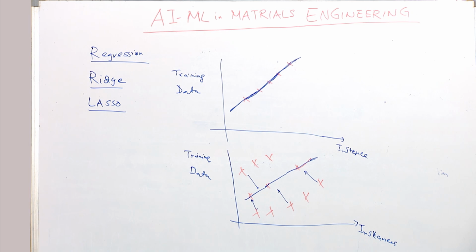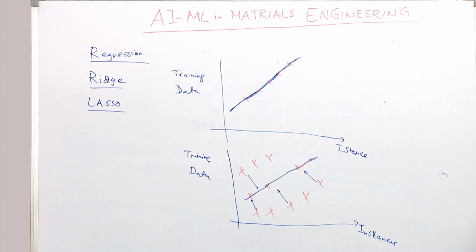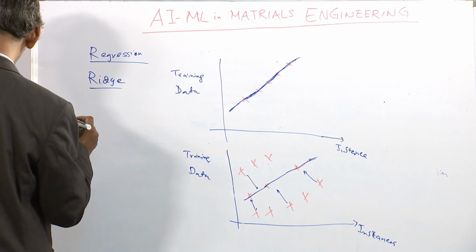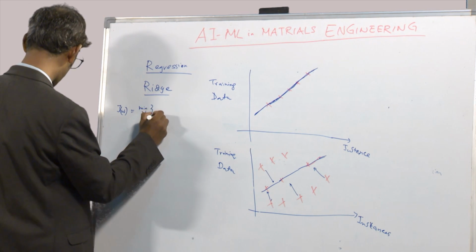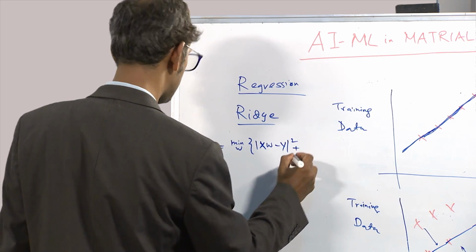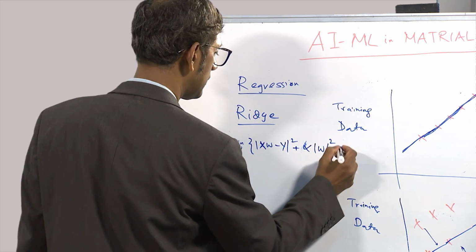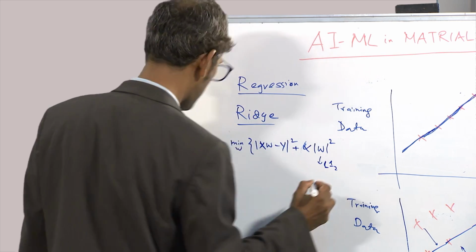Mathematically, what you are doing is basically adding an extra term. Let us talk about ridge first and then we talk about Lasso. In case of ridge, we add an extra term. Remember J(W), this is the minimization of (XW minus Y) whole square, plus alpha times the sum of squares of the weights. This is called L2 regularization in statistics.